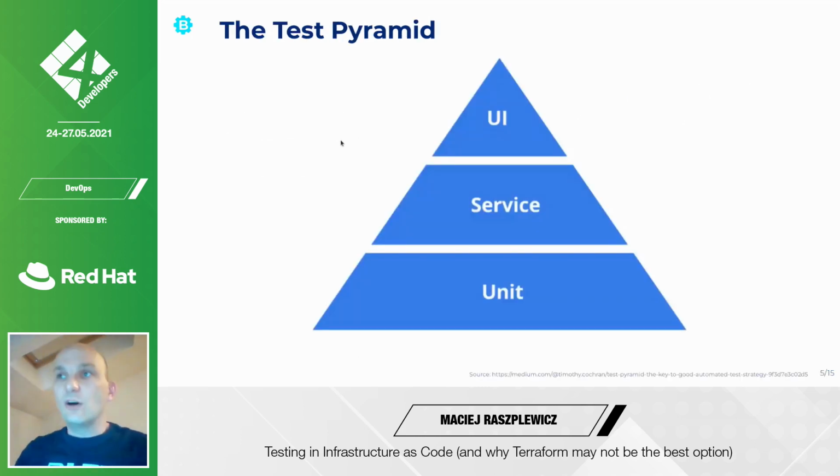And there is an old concept of the test pyramid. The concept is that you should have UI tests, integration or service tests, and unit tests. They are sometimes called integration, sometimes service. The pyramid says that you should have quite a big number of unit tests, fewer integration or service tests, and fewer UI tests. Why? Because when we go up through the pyramid, tests become more fragile and slower.